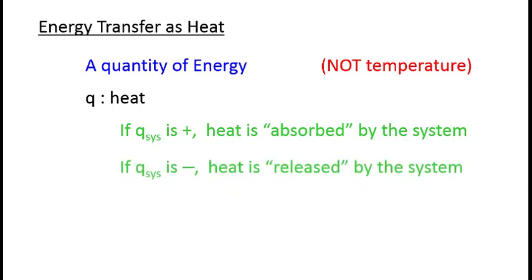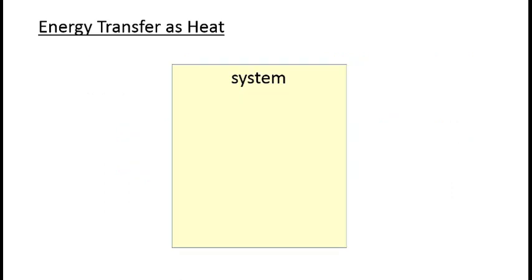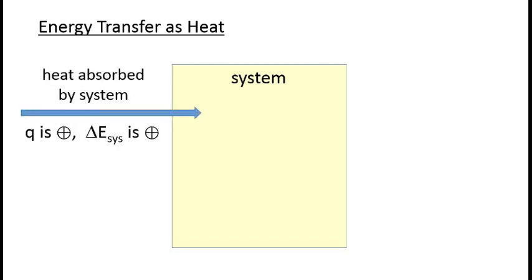If Q for the system is negative, we say that heat is being released by the system. We can think of the system as a bank, where energy can be deposited or withdrawn. If heat transfers from these surroundings into the system, like a deposit, heat is absorbed by the system. The value of Q is positive, and delta E for the system is also positive. In other words, the energy of the system increases when it absorbs heat.